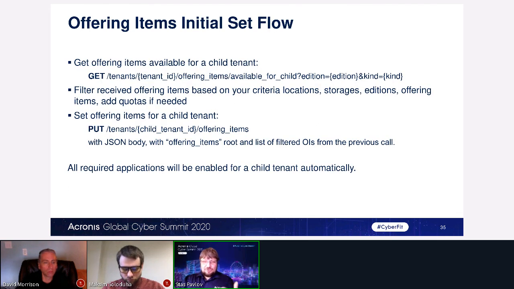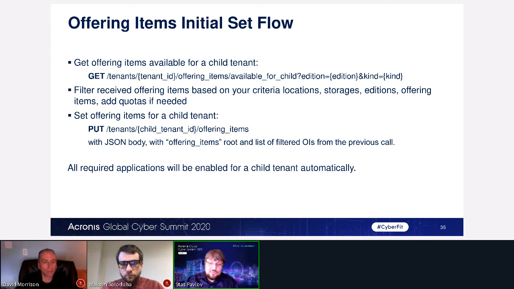So at first you call it, then you just can filter them out and set to this specific tenant. And just to mention, when you ask for available offering items, you need to ask from a parent tenant. And when you put offering items, you put it for the tenant you want to have enabled offering items. And what is really important is that all the applications which you want to have enabled will be enabled automatically. You don't need to enable it separately.